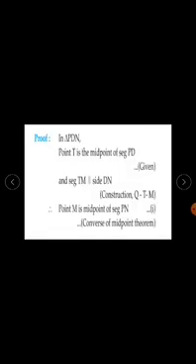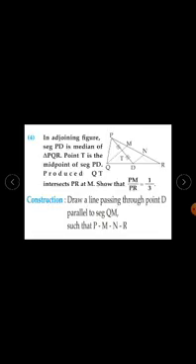Now proof. In triangle PDN, point T is the midpoint of segment PD. It is given. Segment TM is parallel to side DN. Reason is construction, Q-T-M. Therefore, point M is midpoint of segment PN. Reason is converse of midpoint theorem, and this is your equation 1. Which triangle? In triangle PDN.